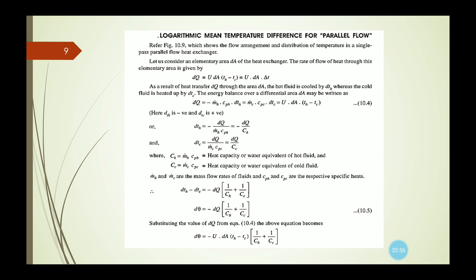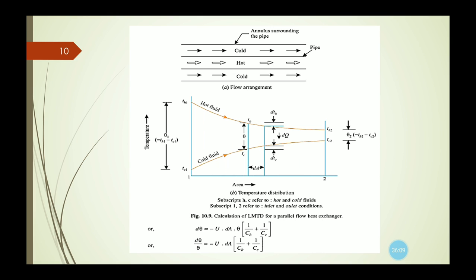So let us first discuss the LMTD expression for the parallel flow. In this diagram we can see the flow arrangement and distribution of temperature in a single pass parallel flow heat exchanger. It is the temperature versus area for the parallel flow heat exchanger, and the flow arrangement in case of the parallel flow is drawn. So the concept of the parallel flow heat exchanger is known to us.